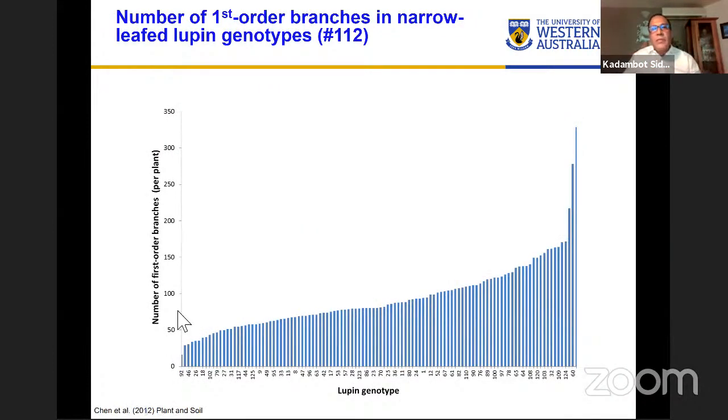It's not only that trait. If you look at the number of first order branches in the 112, I just plotted some, and you can see the variation: the number of first order branches in one genotype is here, and the highest is sitting here.